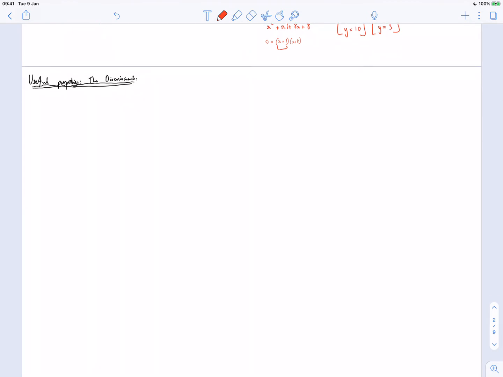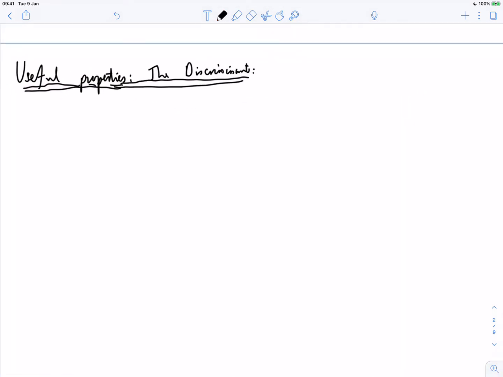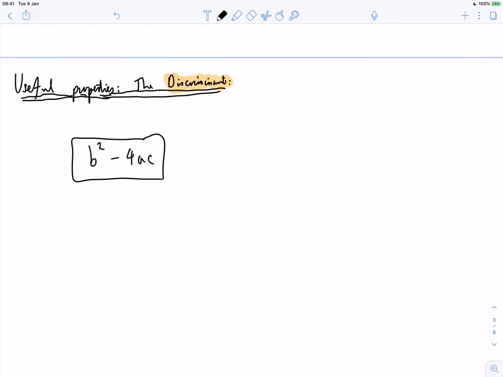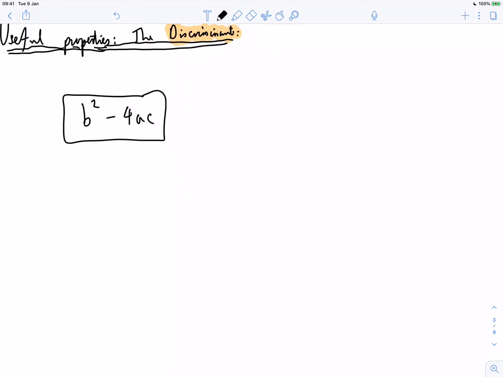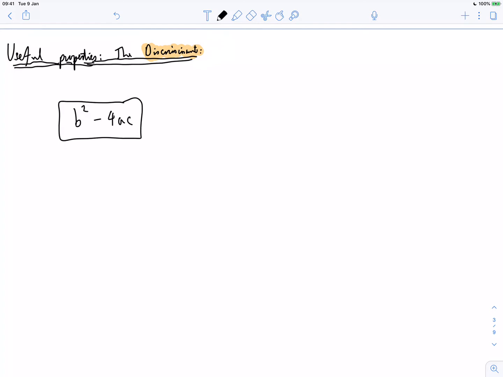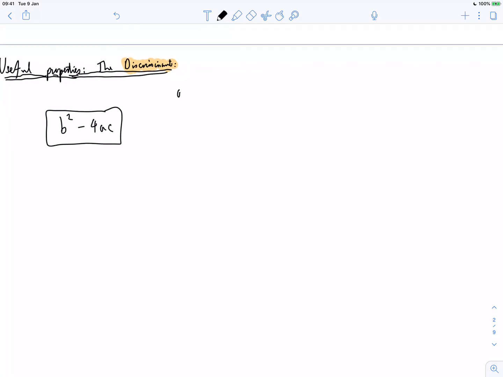Right, now, a more useful property. The discriminant. What is the discriminant? Why is it useful? The discriminant is the b squared minus 4ac part of the quadratic formula. Okay, and it's called the discriminant because it literally discriminates what kind of quadratic it is. So I'm going to do all the different cases. So when a is positive and b squared minus 4ac is positive, well, let's have a little two-way table.